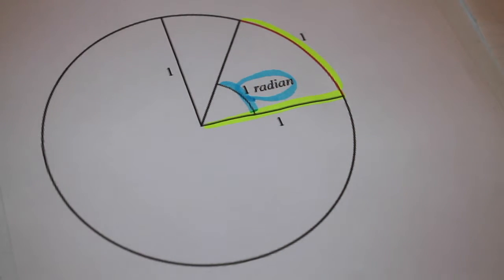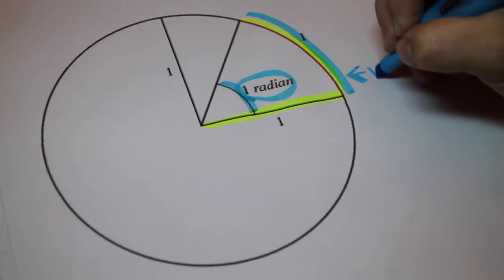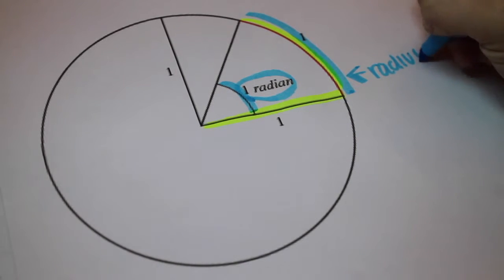When you have a circle and you have an angle of 1 radian, the arc that subtends it is exactly 1 radius long. Okay, so you might be wondering, how many degrees is 1 radian equal to? Well, that would be approximately 57.2958 degrees.